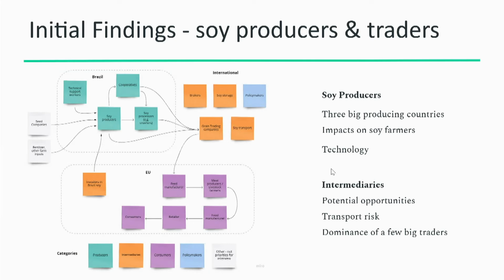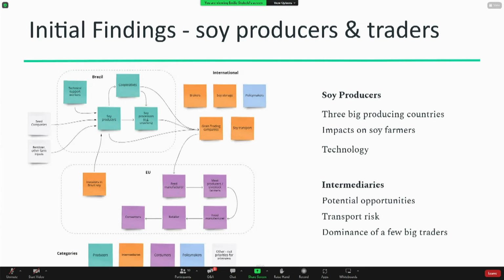And then in terms of intermediaries, so these are actors such as grain traders or those involved in the transport of soy. Interviewees mentioned that there could be potential opportunities or benefits for this group in the case of a shock. So a climate shock might reduce soy supply and therefore increase soy prices. And so this could, in some cases, be beneficial for traders. However, where traders are at risk is the potential impacts of climate change on the transport of soy. So traders might have to estimate future transport costs when they sell soy in advance. And if transport costs rise, this could lead to additional costs for traders.